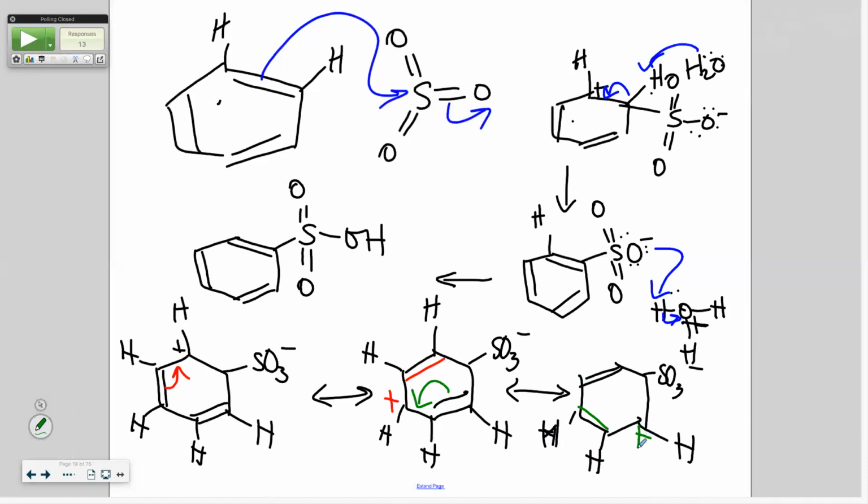And if you need to see a better picture, look in your book. That one looks pretty good. I'm not going to lie.